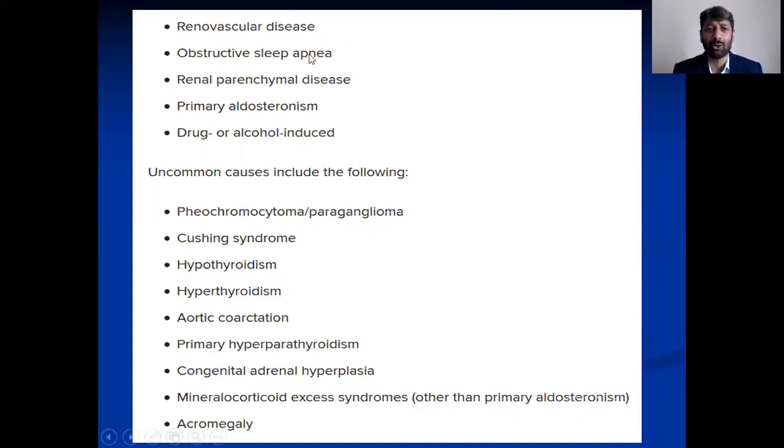So here we can say the commonest are primary aldosteronism, drugs and alcohol, and the uncommon ones as well: pheochromocytoma, Cushing, hyperthyroidism, aortic coarctation, primary hyperparathyroidism, congenital adrenal hyperplasia, and so on. That means today we have covered something about etiology, and I hope this quiz will help you.